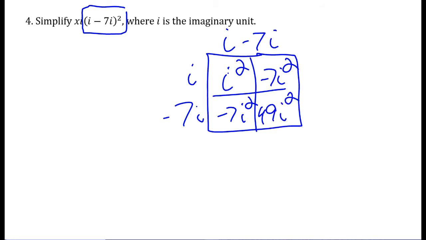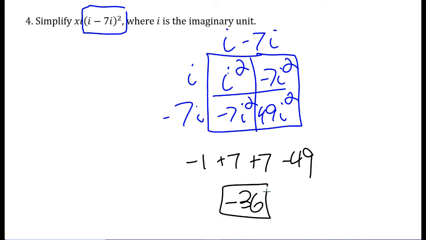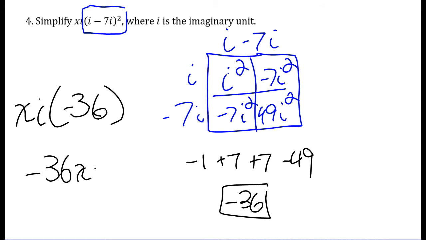And going through this process, you said, warning, warning, warning, i squared is -1. So I have -1 plus 7 plus 7 minus 49. And this all comes out to -36. So that blue box that I just highlighted there is actually the real number, -36. So it's xi times -36. So I'm going to write my answer as -36xi.